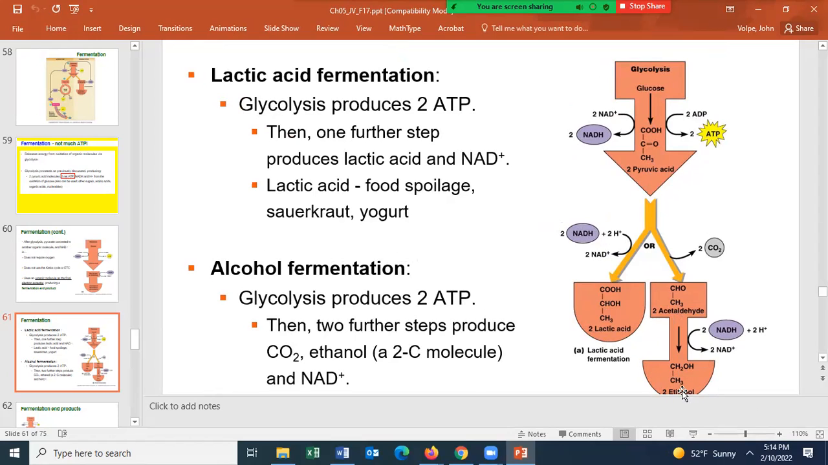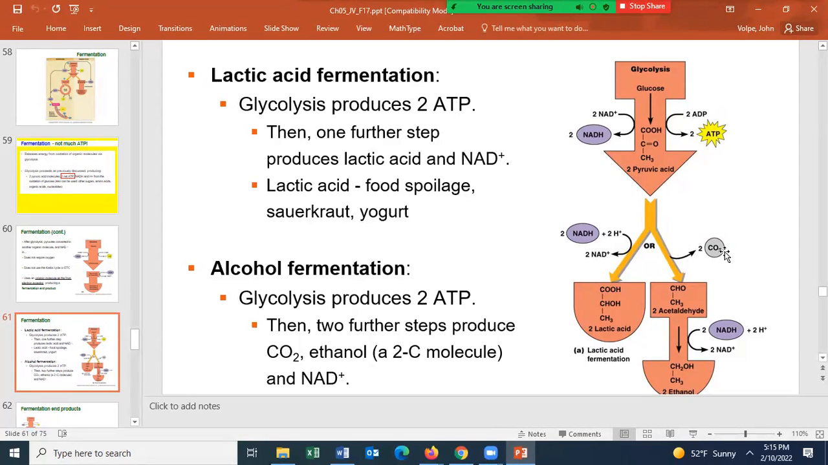Ethanol is only a 2-carbon molecule. Pyruvic acid is a 3-carbon molecule. And so we generate CO2 in alcoholic fermentation. And that's how you get the fizzling in beer, the CO2 being generated. In wine, we do generate CO2, but the CO2 is vented to the atmosphere and comes off of the wine.